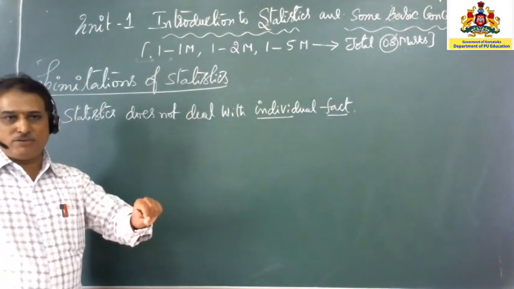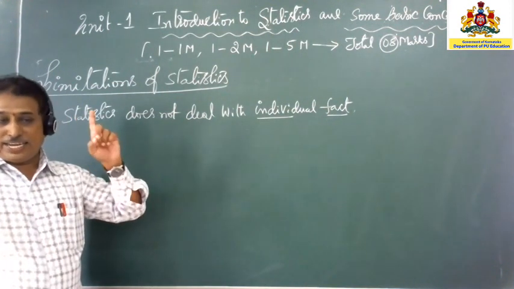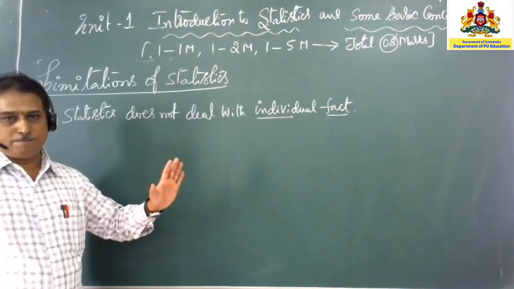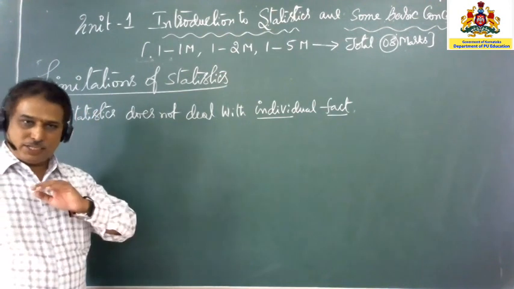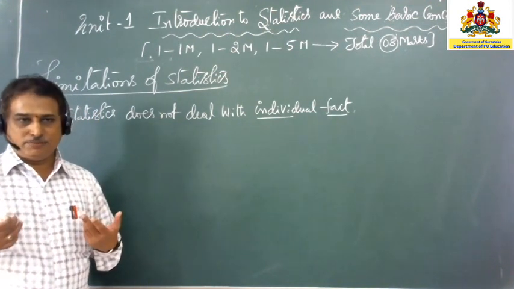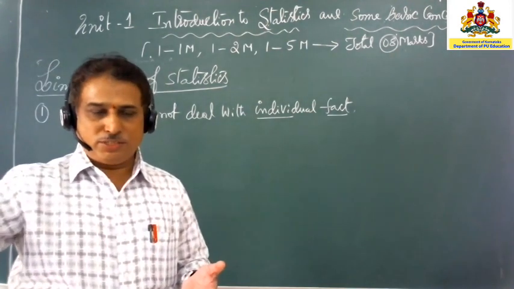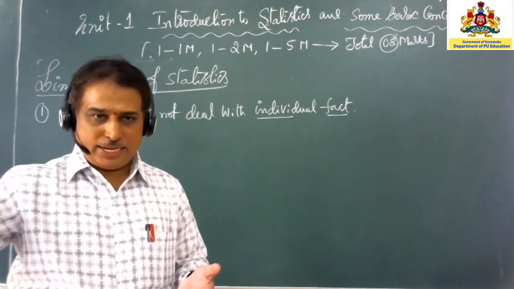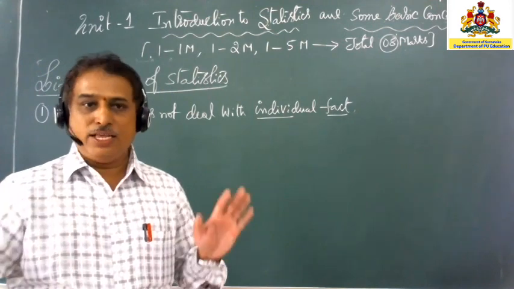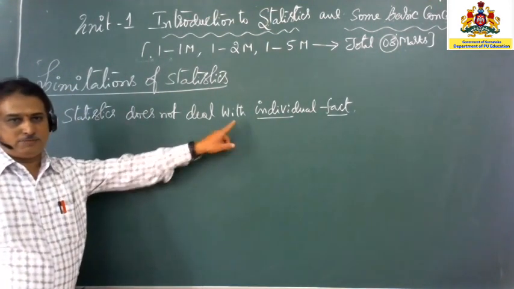If it is a single value, it is not at all statistics. That's why I told you the characteristics: statistics always refers to a group of data. If it is a single value, it is not statistics. For example, my height is 168 centimeters. Here I can't get any conclusion. Suppose I collect the heights of 5-6 students, afterwards I will take the average. I will compare their height and my height, like that I can do. If it is a single value, it is not statistics. Next.